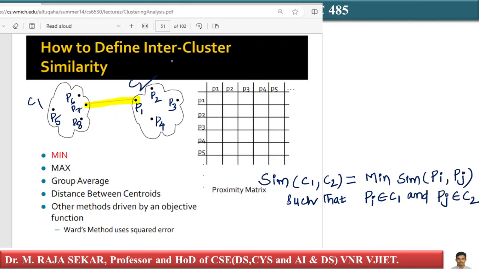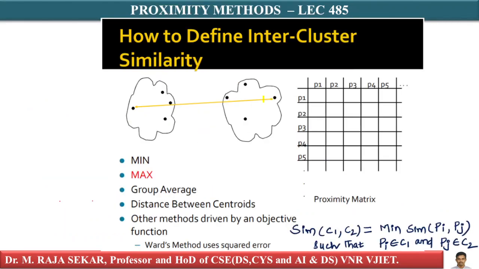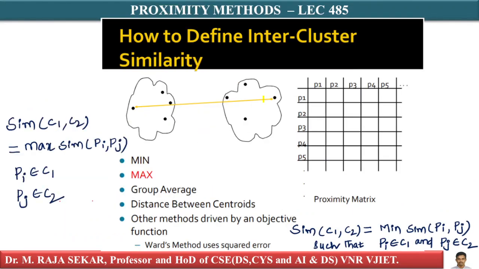What about max? It is exactly the opposite. If I have cluster C1 and cluster C2, this is C1, this is C2, pick the two farthest, the most dissimilar points, and use their similarity as the similarity between cluster C1 and C2.